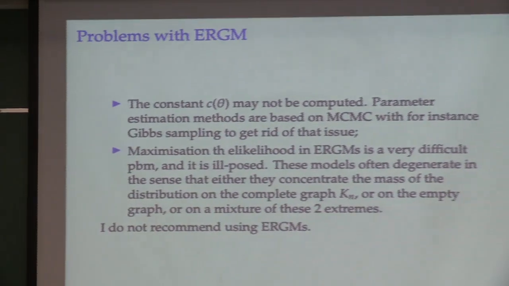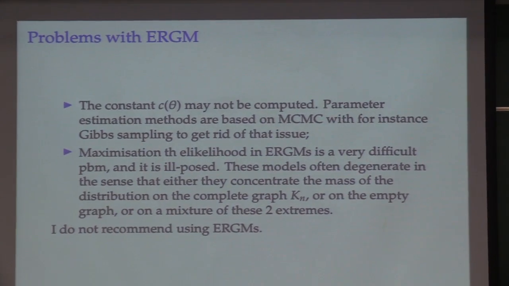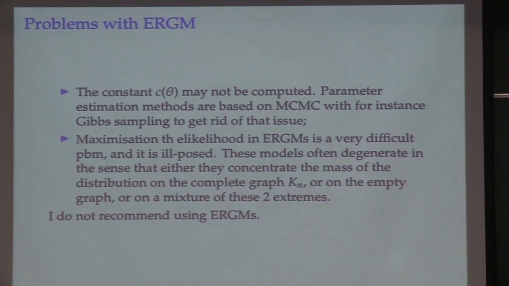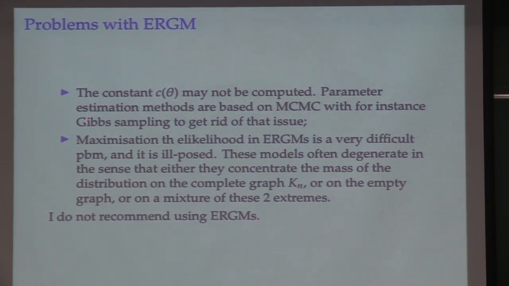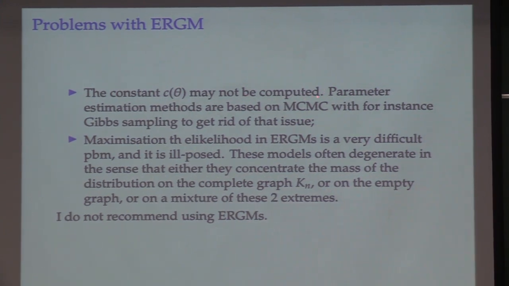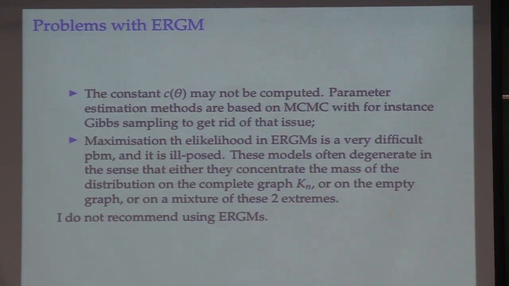Okay, problems. I don't like ERGMs. There are not many things that I like. I'm French, so I'm very critical about everything. The constant C(theta) may not be computed, but parameter estimation methods based on MCMC, with, for instance, Gibbs sampling, will get rid of that issue. So that's not the main issue. That's an issue. You should have it in mind, but we have tools to deal with that.